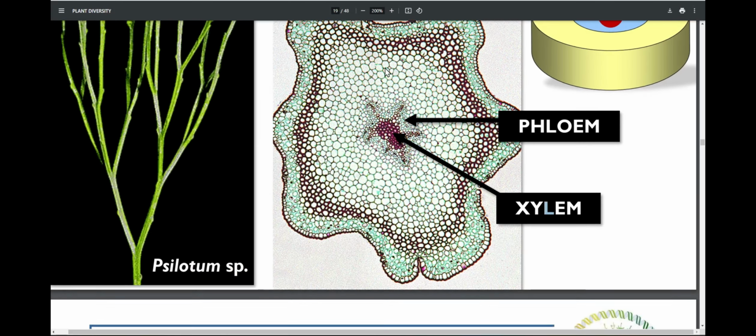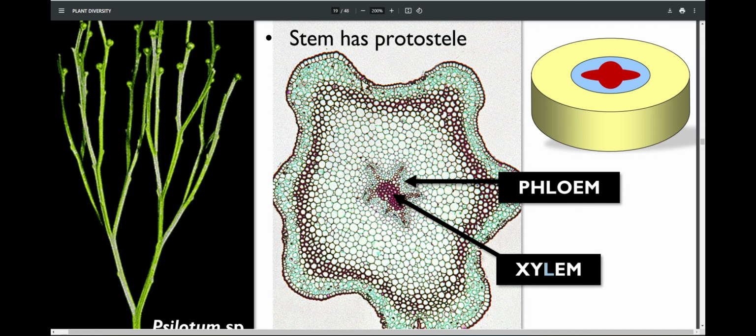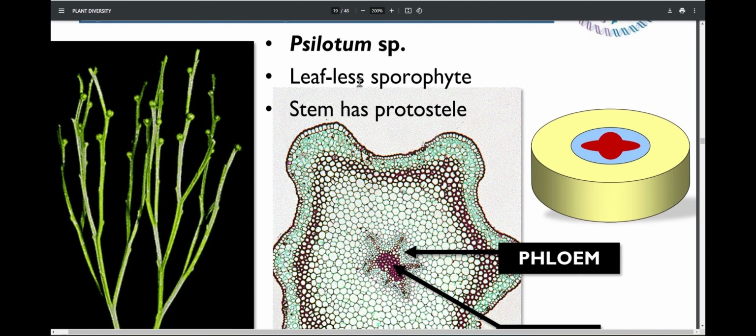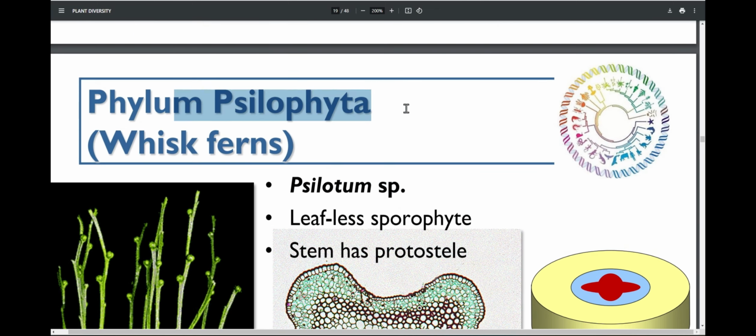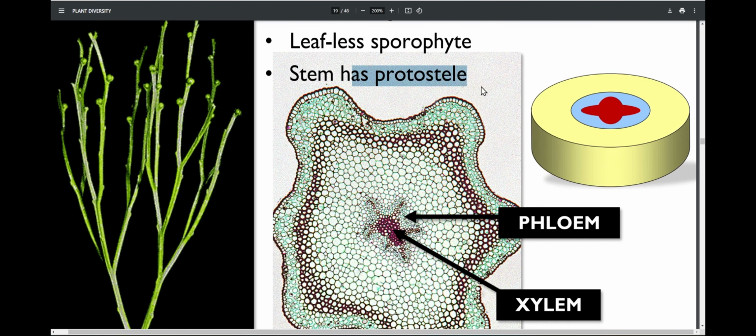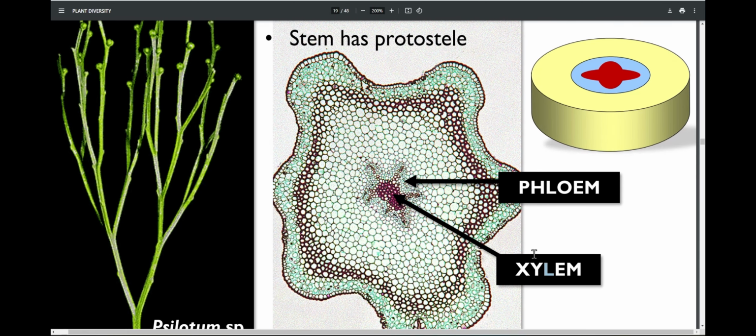So you can see sometimes there is this ring of thicker cells, and people sometimes mistake that for the xylem. Those are not xylem; those are thick-walled cells, and you have to remember what plants have what type of stele arrangement. For this phylum, they have protostele. That means the phloem and xylem are in the core, right? And the thick-walled cells are outside.